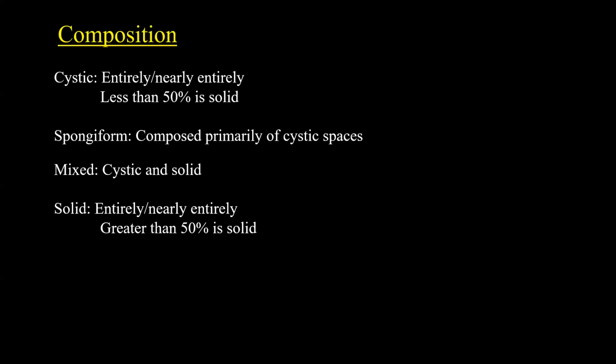So first is composition. There's going to be 4 different kinds of composition. Cystic, meaning that's going to be less than 50% solid. Spongiform, which is exactly what the term is. It's going to look like a sponge. So it's going to be a solid nodule with a bunch of tiny cystic spaces. Mixed, which is about 50% solid and 50% cystic. And solid, which is going to be greater than 50% solid. And each one of these will get a specific point.